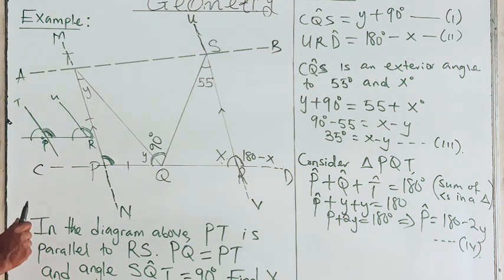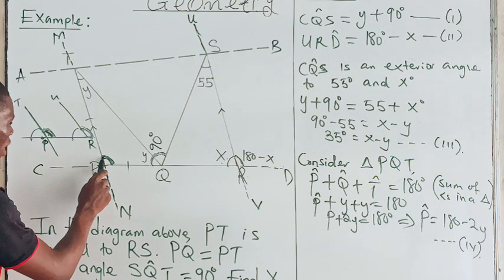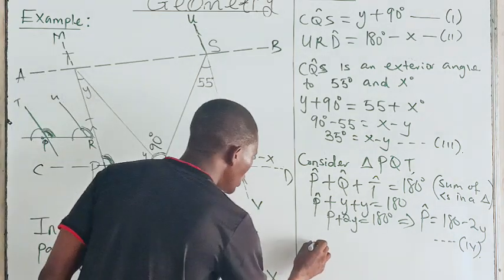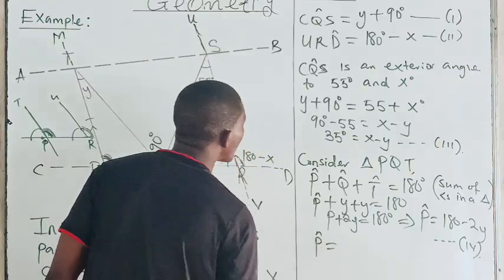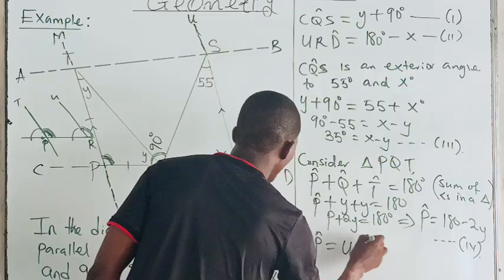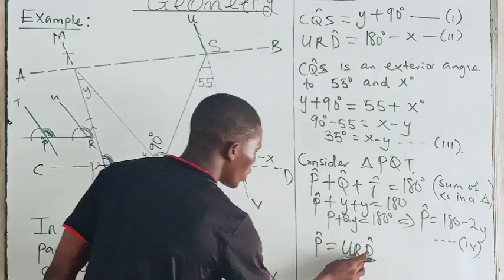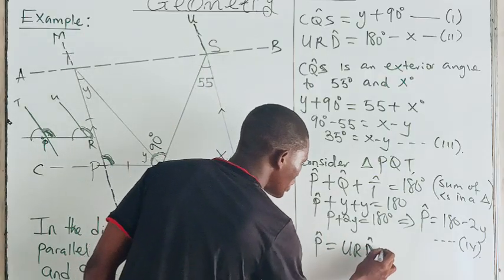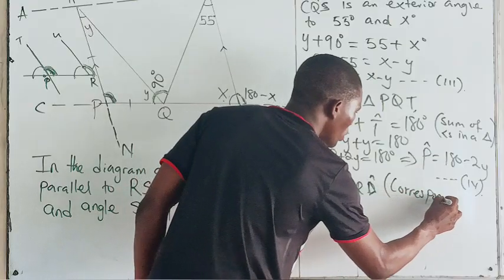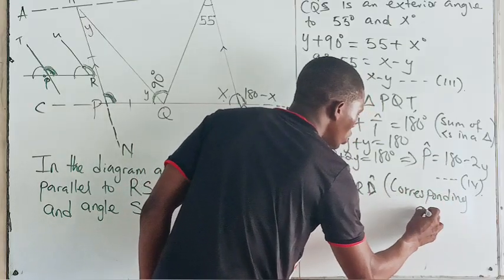And remember that corresponding angles are equal. So this angle and this angle are equal. That means I can write that angle P is equal to angle URD, because this is angle URD, right? So why do we say that? Because they are corresponding angles.